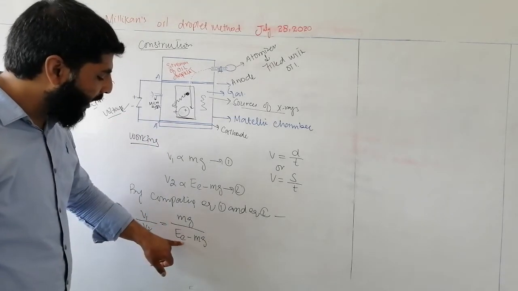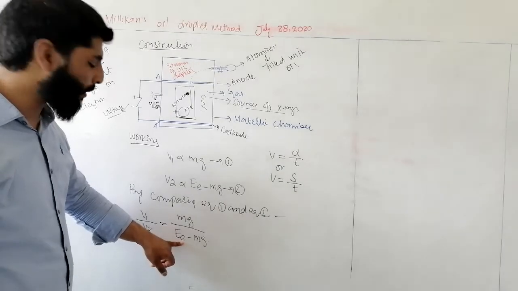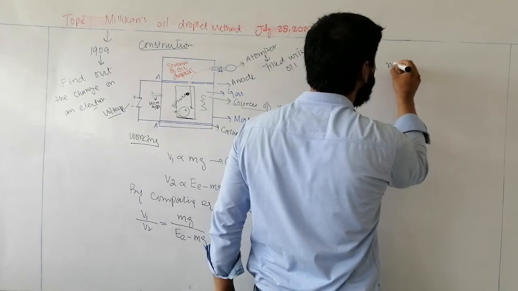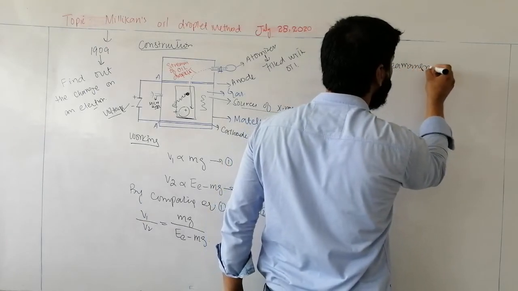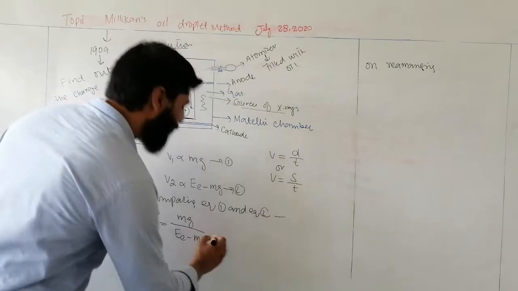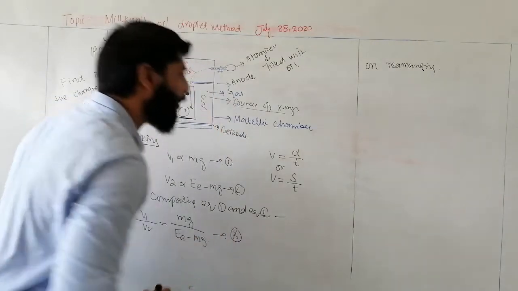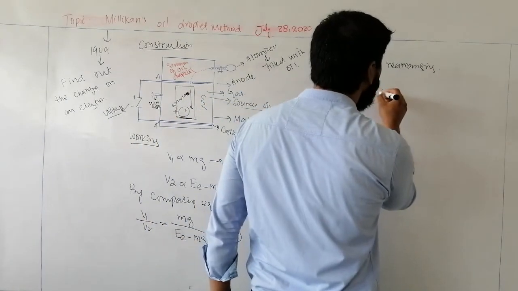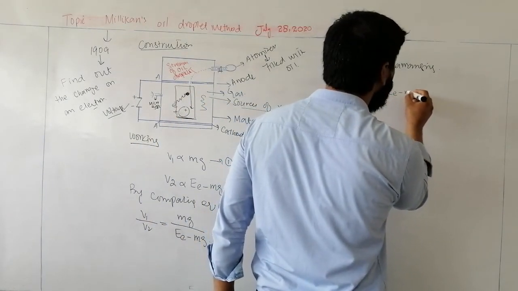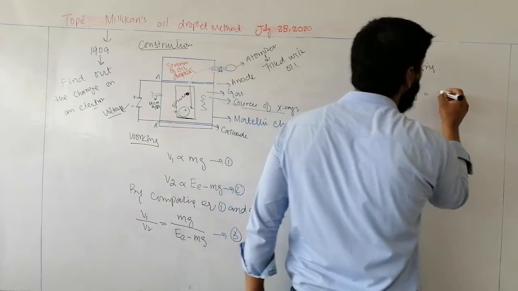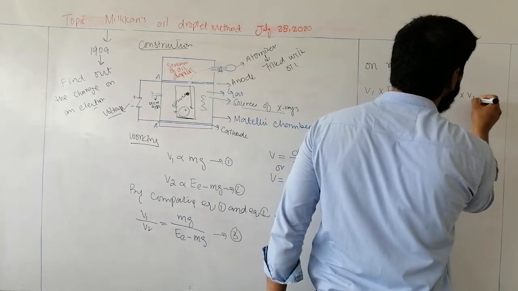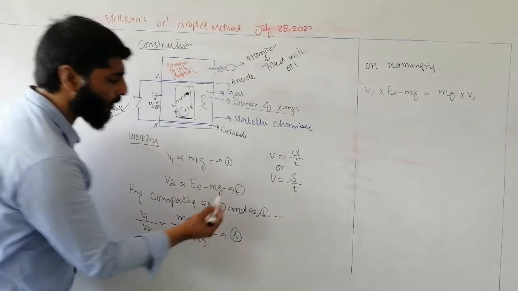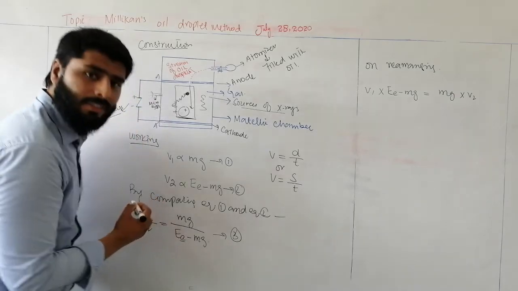Now, how can we find the charge? We can find the charge by rearranging this equation. On rearranging this equation, which is equation number 3, we will get v1 multiplied by capital E e minus mg, which is equal to mg multiplied by v2. As we are interested in finding the charge on an electron, we will isolate e.